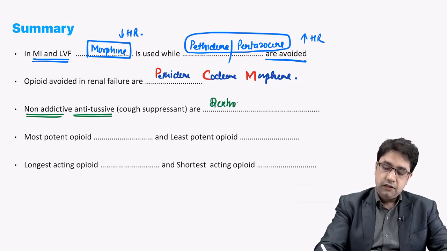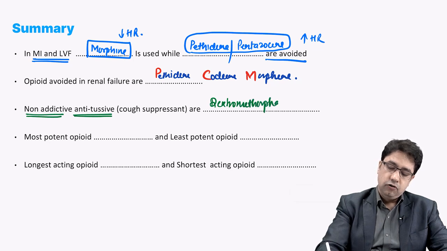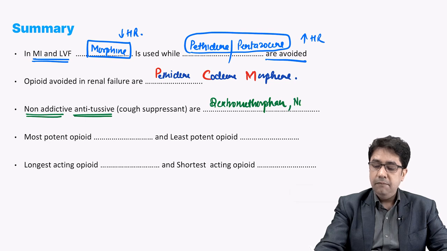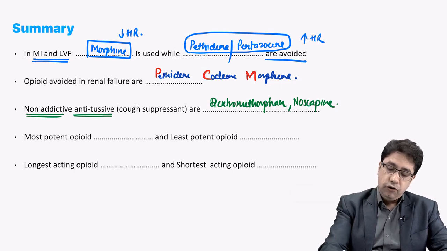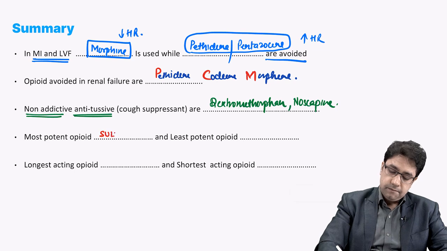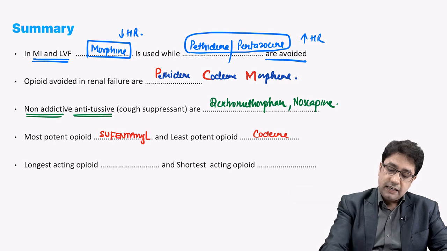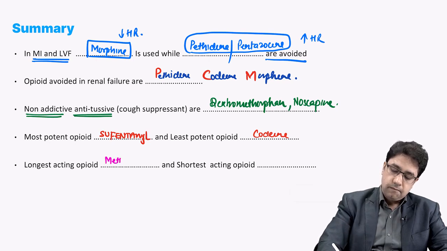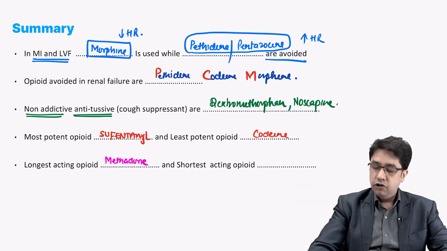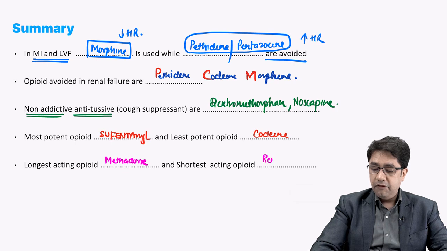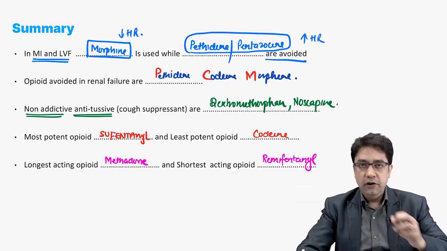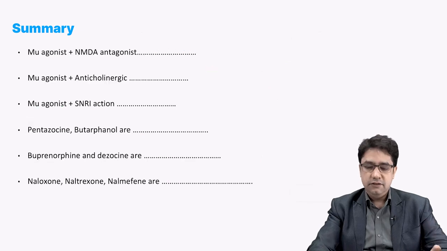That is dextromethorphan. It does not act on opioid receptor, it acts on NMDA receptor, and noscapine on sigma receptors. Most potent opioid, sufentanil. And least potent opioid, codeine. Longest acting opioid, methadone. While shortest acting opioid, remifentanil. Because methadone is long acting, it is given for opioid de-addiction, and remifentanil for daycare surgeries.